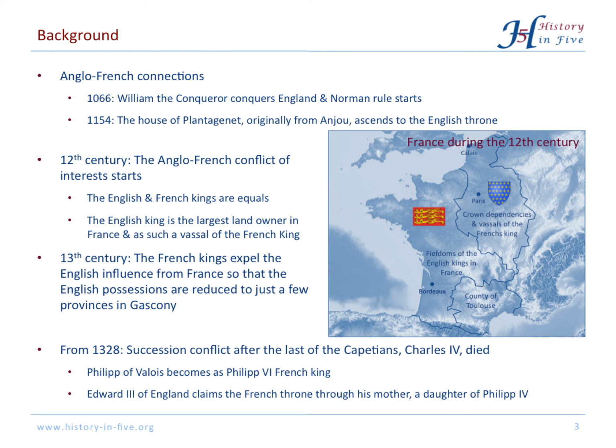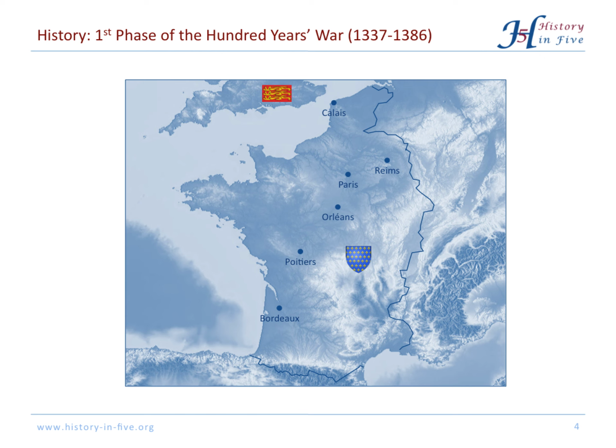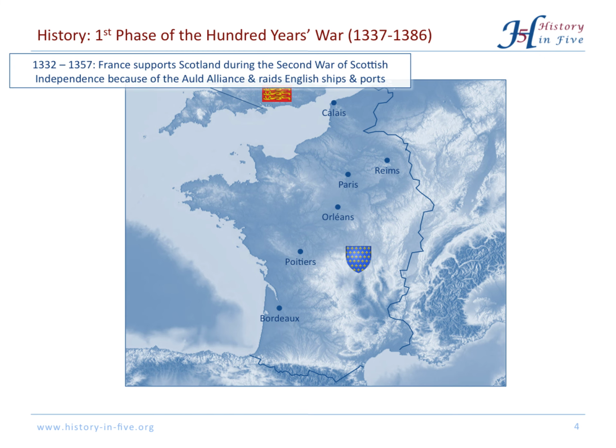The last Capetian died, and Philip de Valois became Philip VI of France. Later then, Edward III of England also claimed the French throne. The hostilities began earlier. France supported Scotland in the Scottish War of Independence and raided English ships and ports.